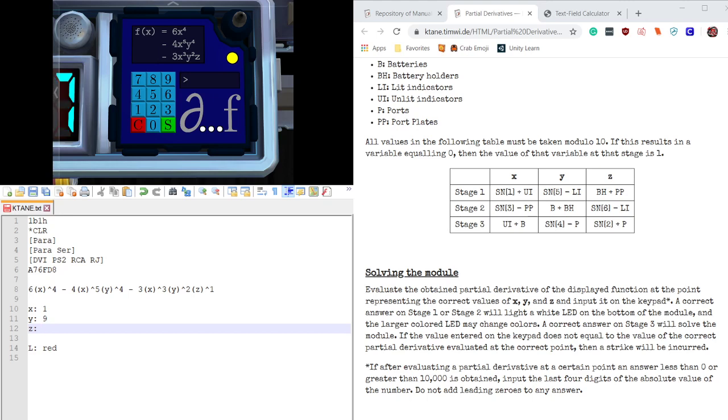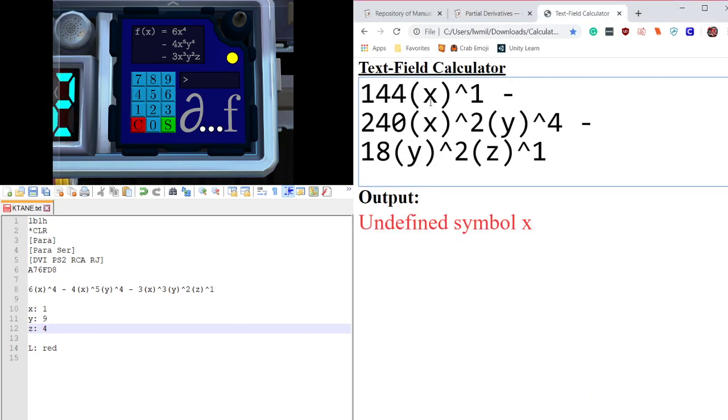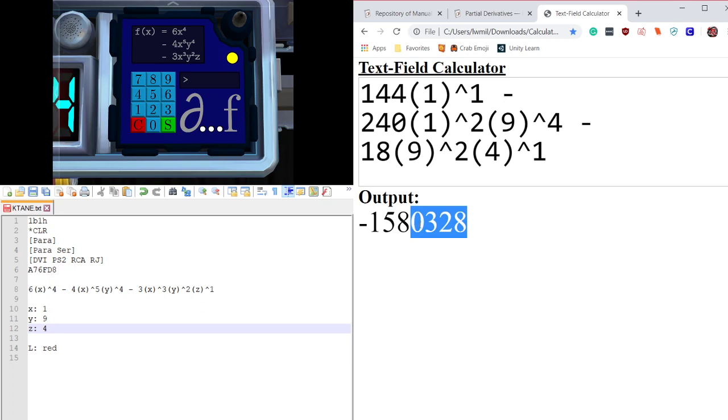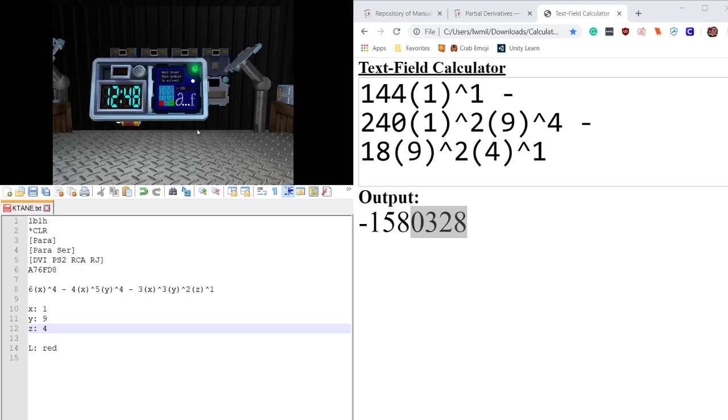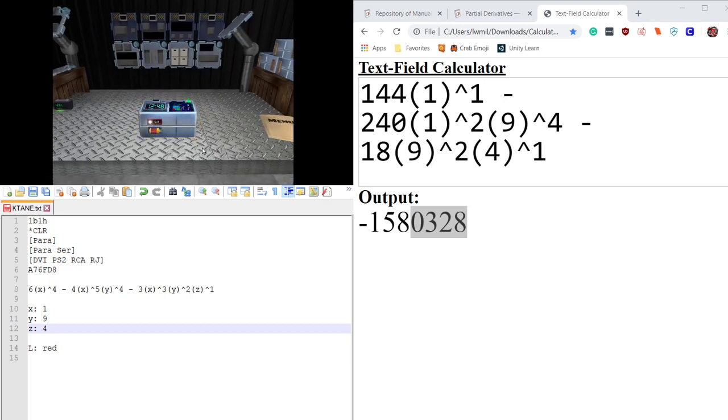Finally, the second character of the serial, 7, plus the number of ports, 7, is 14. We only use the last digit of a two-digit number, which is 4. So these are our x, y, and z values for the last stage. X is 1, y is 9, and z is 4. We submit the last 4 digits of this answer. You will notice we have a leading 0, so we will ignore that 0 and just submit 328. That is a solved Partial Derivatives.